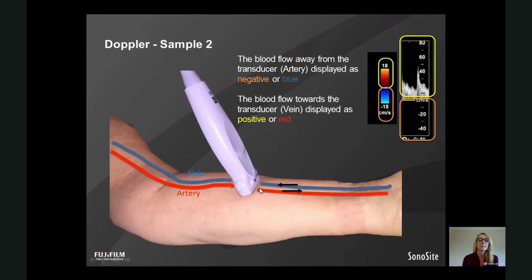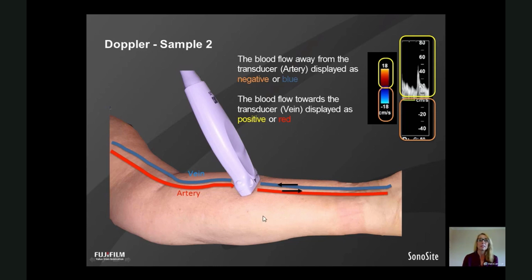You can see in this second example, the probe is now tilted in the opposite direction, and you can see there that the arterial blood would be flowing away from the transducer and the venous blood would be flowing towards the transducer. So in this scenario, the arterial blood would be assigned a blue colour and a negative number, and the venous would be assigned a red or a positive.